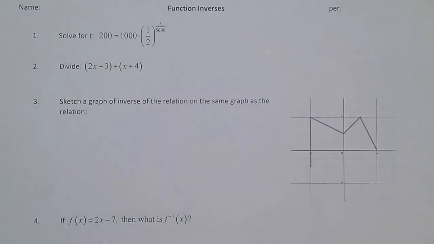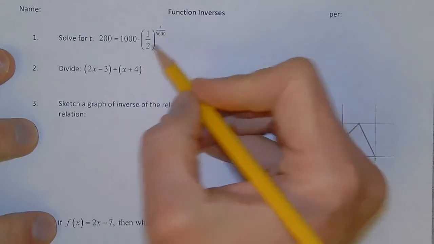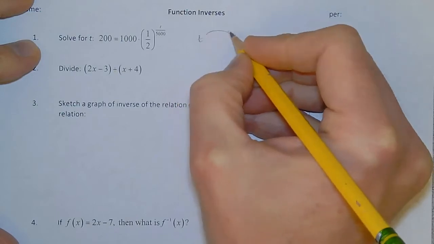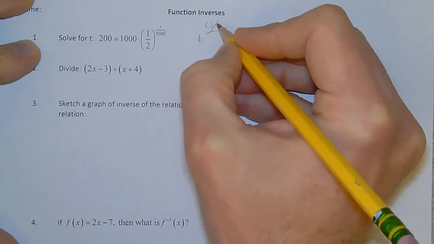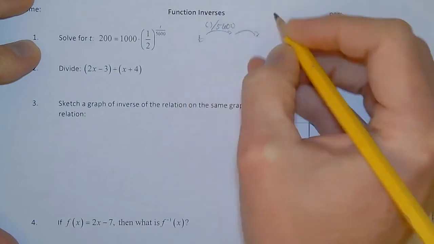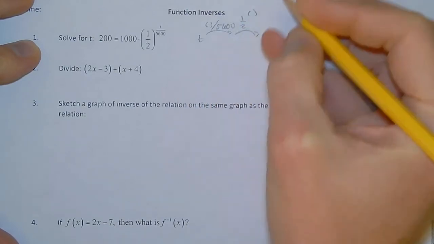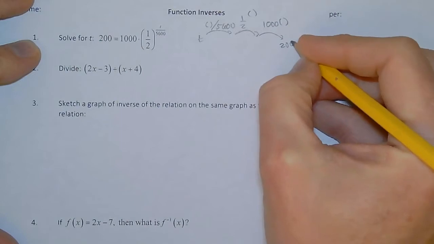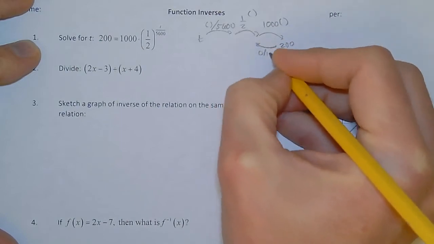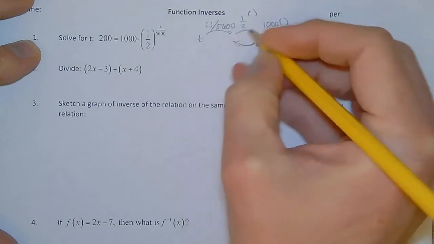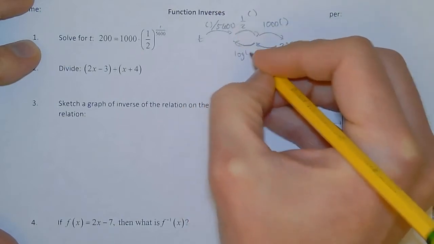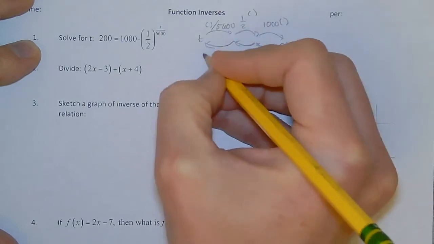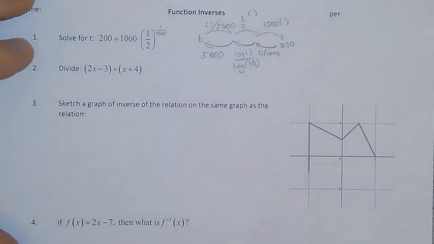All right, here we go on function inverses. So solving our exponential here, if we follow our arrow diagram method, that would say start with the t, divide by 5,600, stick that in the exponent of a 1/2, and multiply by 1,000. And we're supposed to get 2 at 200, so first step, divide by 1,000. Then we're going to do a log divided by the log of a 1/2. And then finally multiply by 5,600.